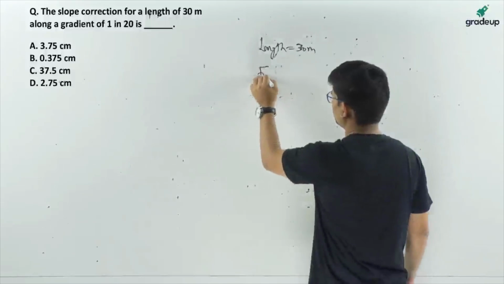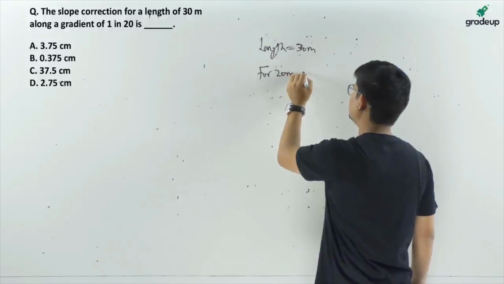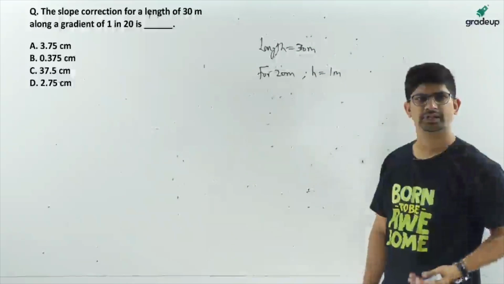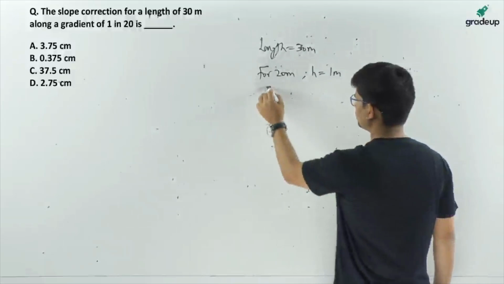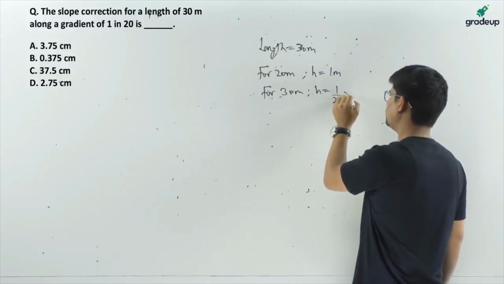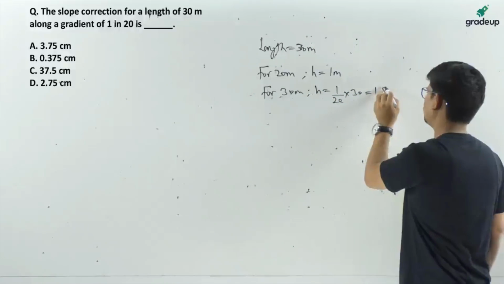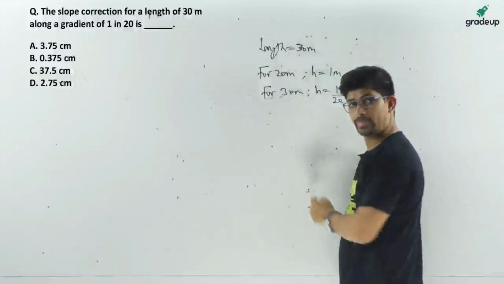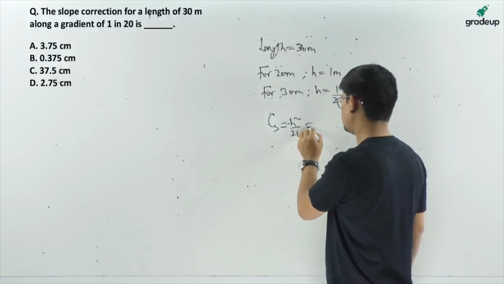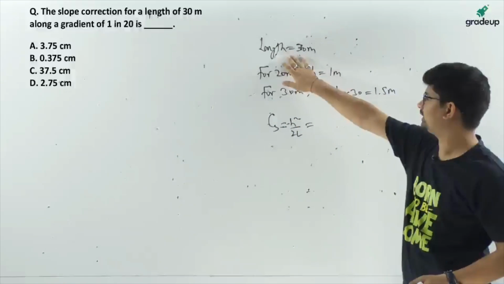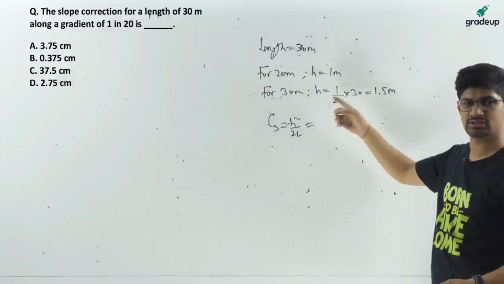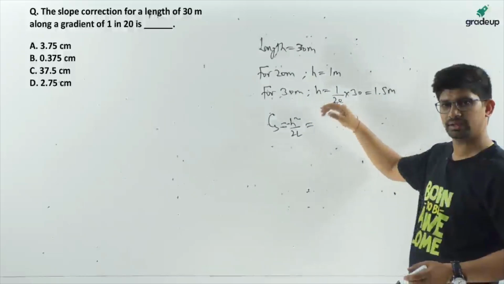For 20 meter length, h is 1 meter as per the gradient mentioned. So for 30 meter, h will be 1 upon 20 into 30, that is 1.5 meter. So slope correction CS is minus of h square by 2L. For our length of 30 meter, h is 1.5 meter and not 1 meter. So please take care. That's why this question has been included. You have to take care of this one.